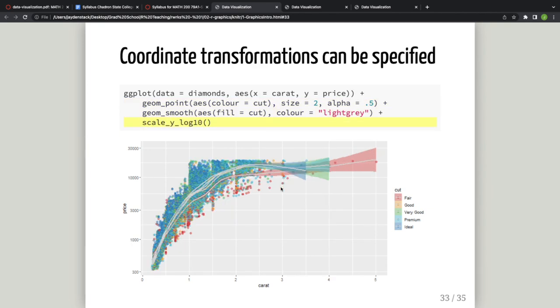Let's make this even better than it was before. Okay, so we can append coordinate transformations to be specified, and let's change the scale of the data that we're looking at. Now we're changing it into a log base 10. So now the prices aren't specifically on a 0 to 20,000 scale, now they're on to 300,000. Okay, and so now look at this. This is going to completely change the way we interpret this graph.